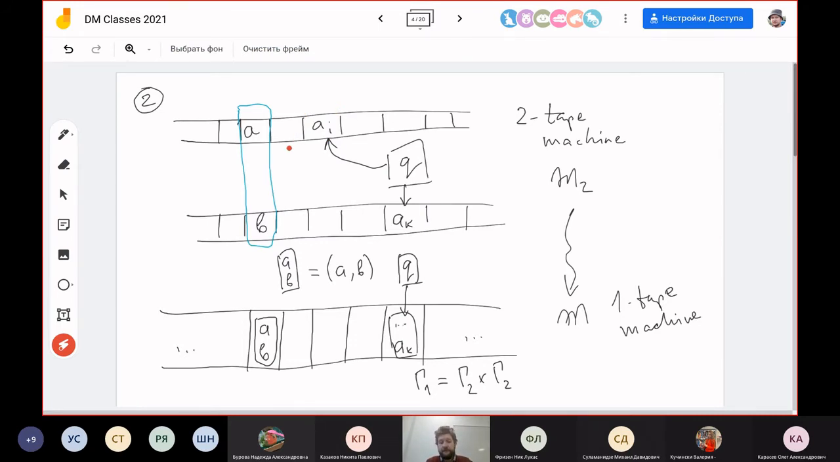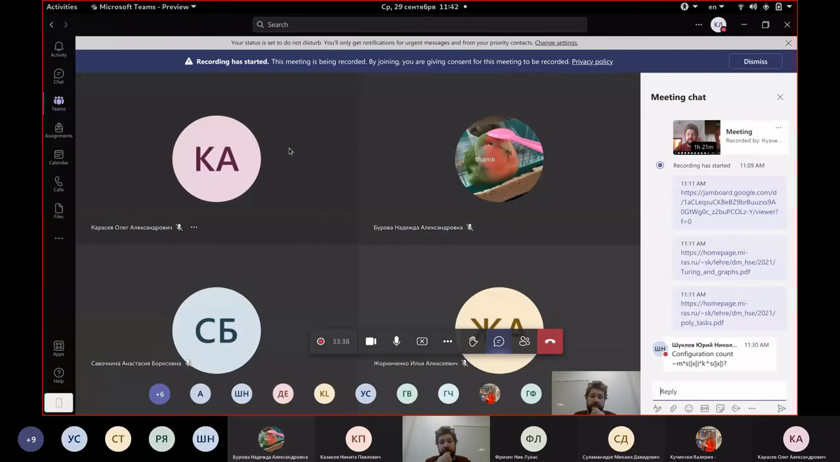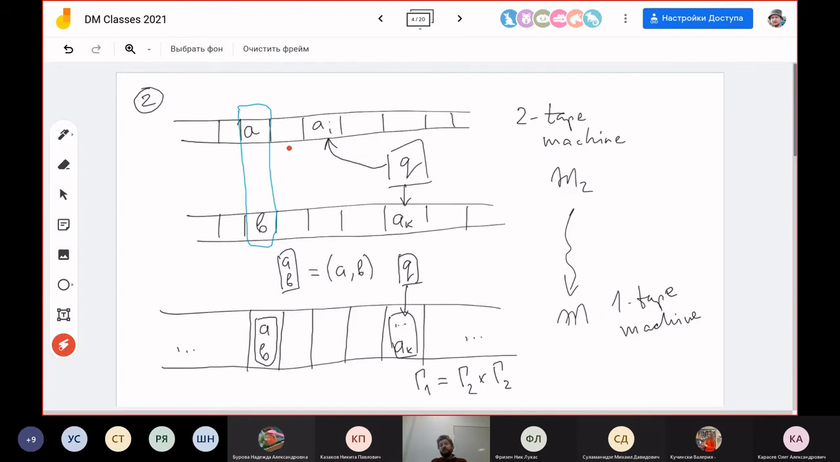So what should we do? How do you think? So actually what we did now, we emulated our machine in a sense, but we emulated it as a machine with one tape, but two pointers. So the other pointer should show somewhere here. And now the only way we could proceed is to keep the pointer inside.